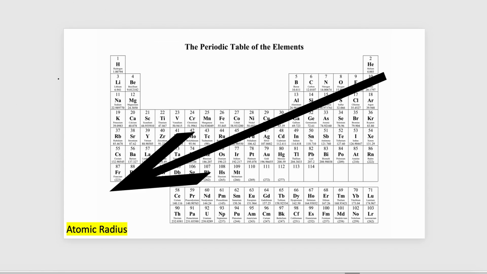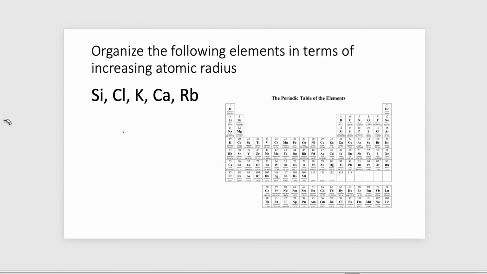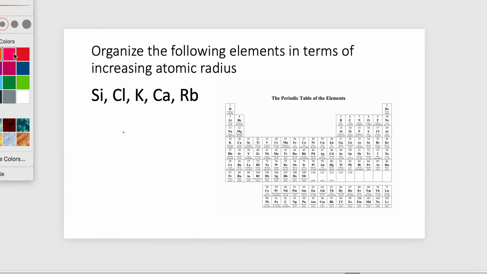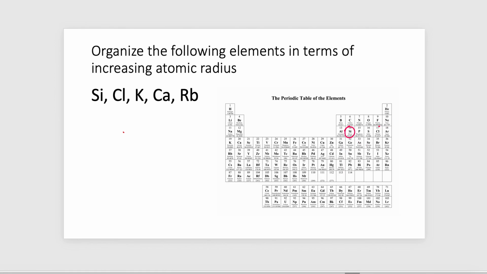Okay, now that we've learned that, let's do this problem. It says, organize the following elements in terms of increasing atomic radius. Let's locate all of these first. We have silicon here, chlorine here, potassium, calcium, and rubidium. We know that the elements increase in atomic radius as you go right to left and as you go down.